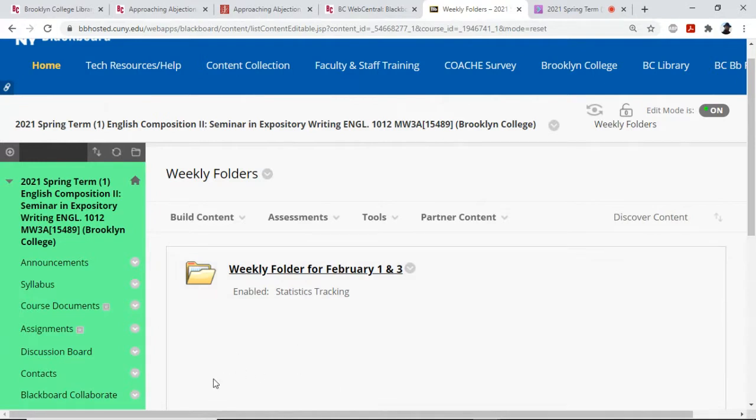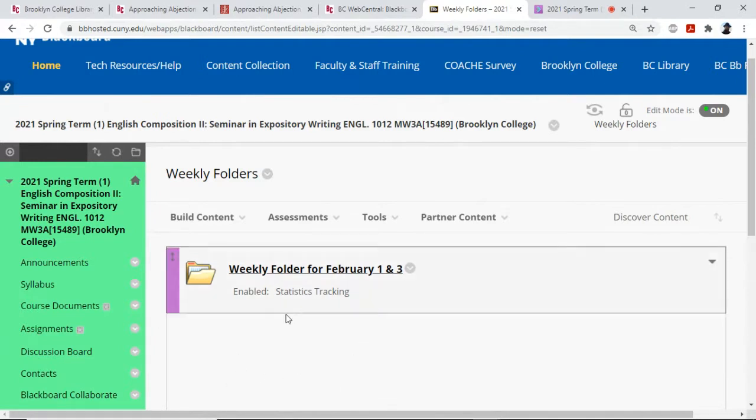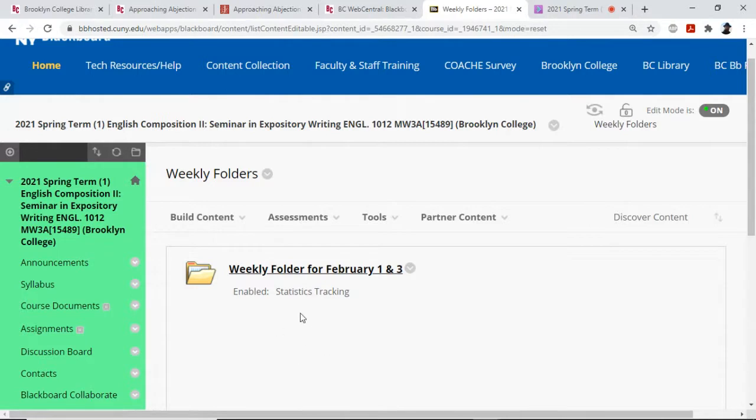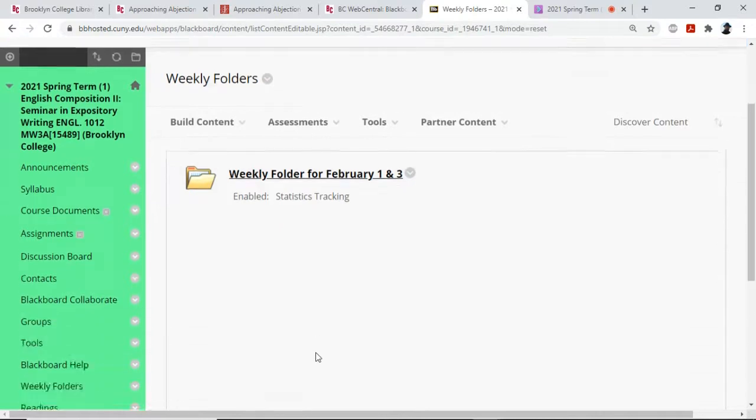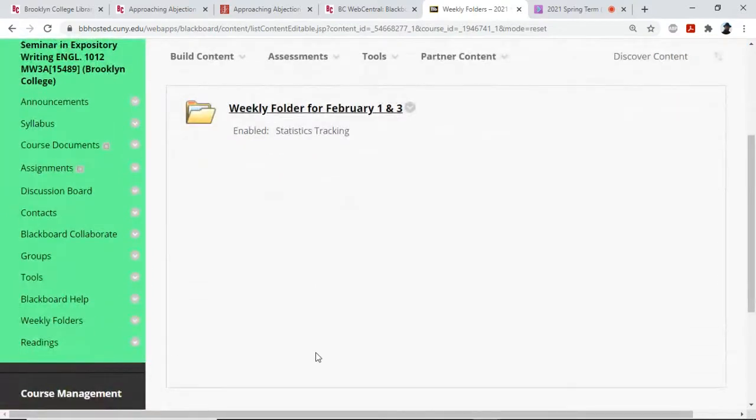What will be in the weekly folder by Wednesday tonight, basically within the next 24 hours, is the readings, possibly the quiz, a few supplementary materials, but it won't be everything. So keep that in mind. It'll have the things you need to prepare for next week, but it won't necessarily have everything that you need to do for next week.